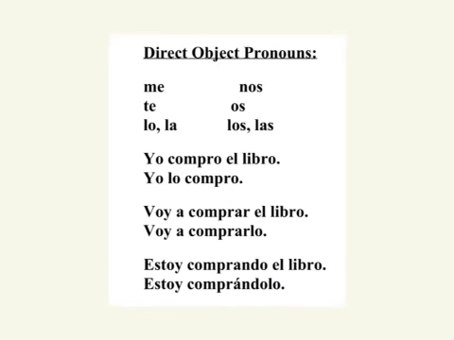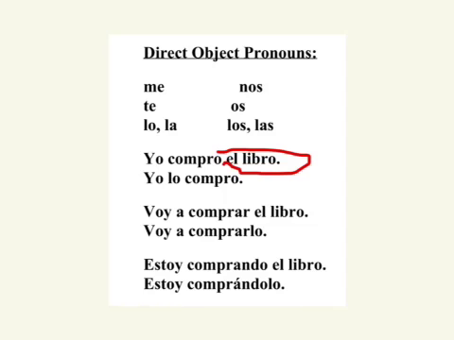A direct object answers the question what or whom in relation to the verb. For example, in the sentence, yo compro el libro. If I say I buy what? I buy el libro. So el libro is the direct object, el objeto directo. Direct objects may be nouns or pronouns.